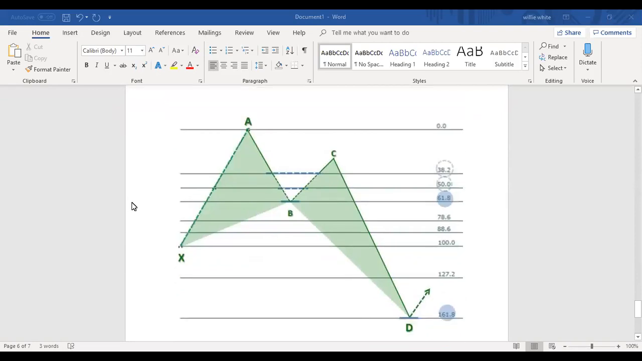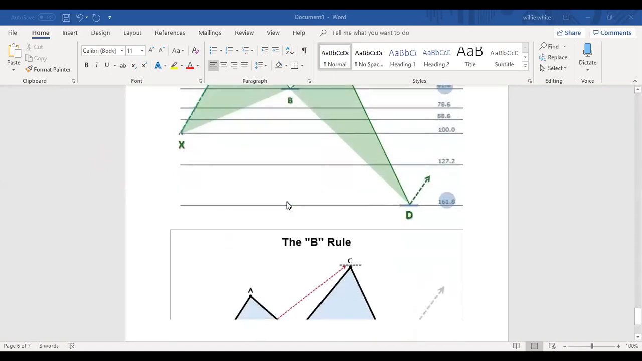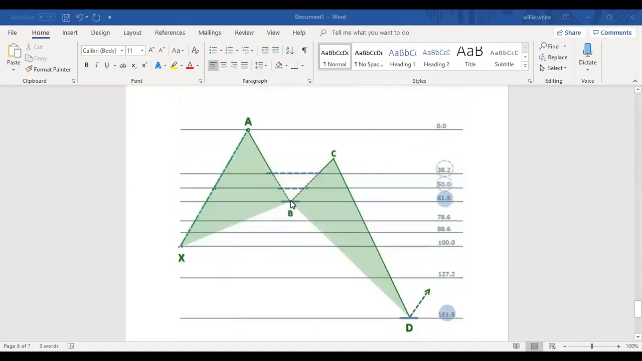So this is once again a crab. In my first class, I was talking about Fibonacci numbers and the retracement zones. I was telling you not to really focus on the Fibonacci numbers, but it's always something good to look at. You notice this B right here touches the 61.8 and then bounces off, and then it goes all the way down to the 61.8.